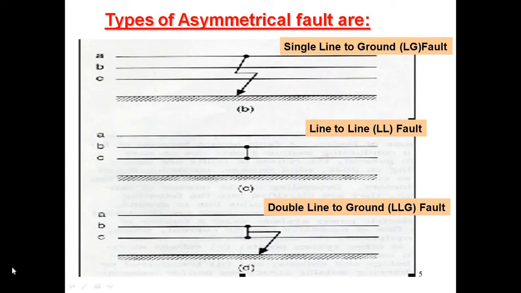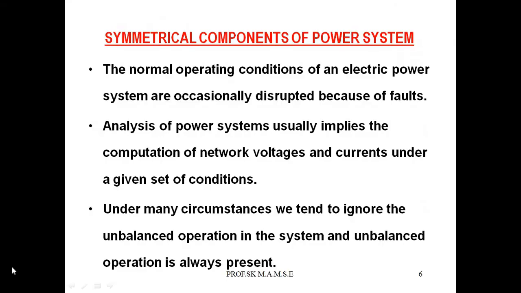Types of asymmetrical fault are: first one is single line to ground fault, LG fault. Then next one, line to line fault, LL fault. Then double line to ground fault, LLG fault. And symmetrical components of power system.